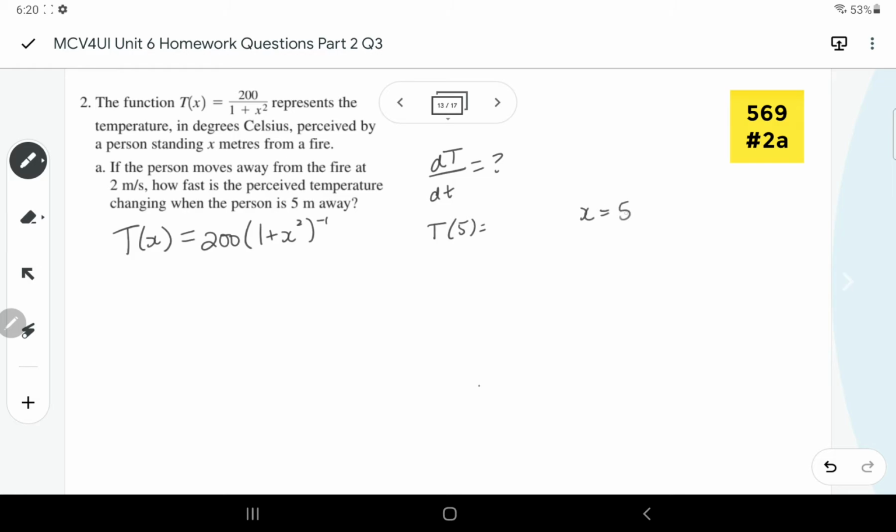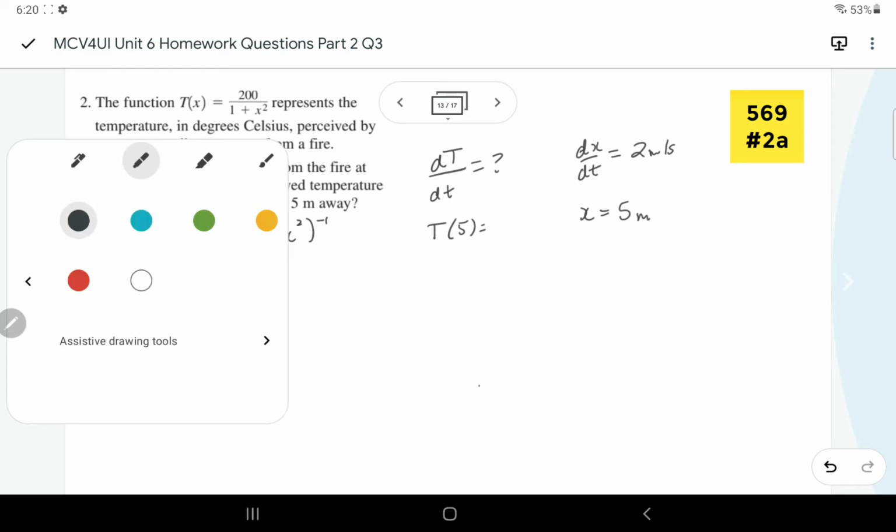So we know x is 5, and we know that the person is moving away, so dx/dt is moving away at 2 meters per second. And it's important always, especially with those rates of change, to think about the sign. If they're moving away, that means that the distance from the person to the fire is increasing. So if the distance is increasing, that's a positive rate of change. That is a positive 2 in there. So it's 5 meters and 2 meters per second.